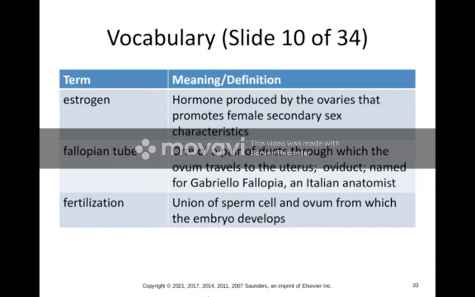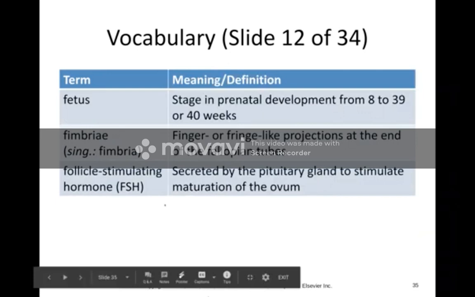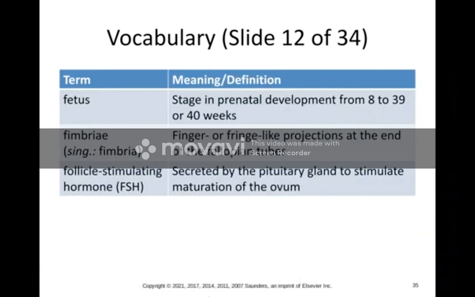Fallopian tube, one of a pair, so there's 2 fallopian tubes. These are ducts through which the ovum travels to the uterus. The oviduct is the other name for it, and this is named after Gabriello Falloppia, an Italian anatomist. Fertilization is the joining or union of the sperm cell and the ovum from which the embryo develops. Fetus. This is the stage in prenatal development from 8 to 39 or 40 weeks.